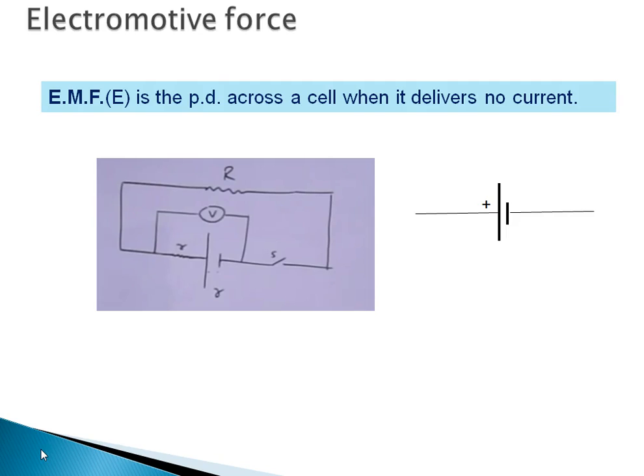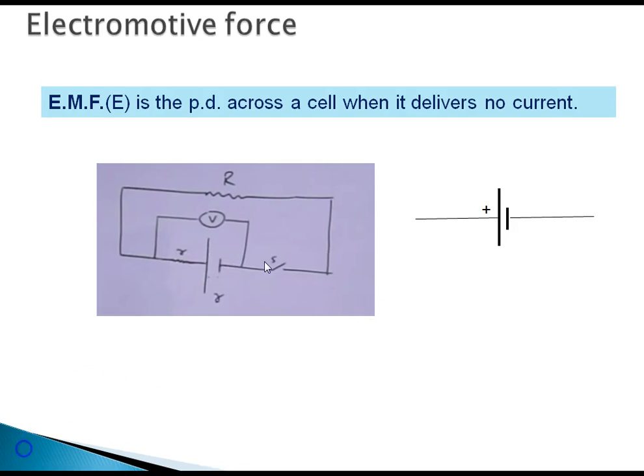In the circuit drawn on the slide, the switch S is open and this is the battery, and I say the EMF of the battery is given to you. I say the EMF is E. And this R is the internal resistance of the battery. This potential difference measured by the voltmeter is known as EMF.